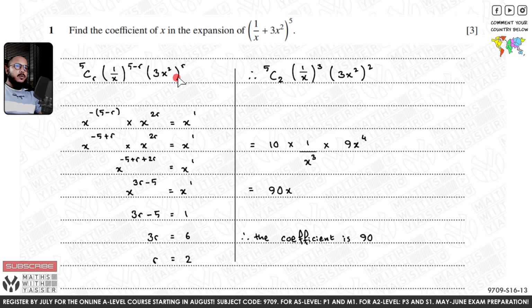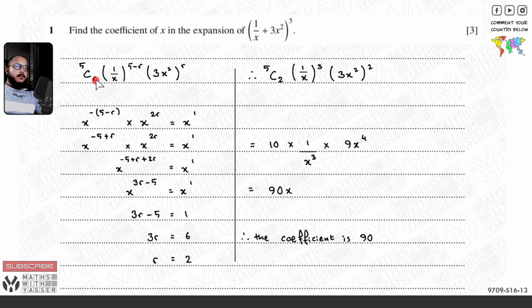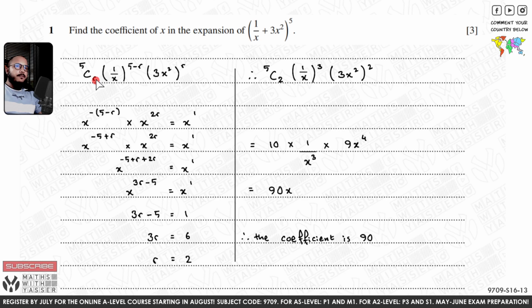So we need to figure out what will be the value of r for which we will be getting the coefficient of x. So let's isolate the x terms only. So we will be getting x to the power negative (5 minus r) because x is in the denominator, and then x to the power 2r. This must be equal to x to the power 1. Simplifying this, we get x^(−5+r) times x^(2r) equals x to the power 1.